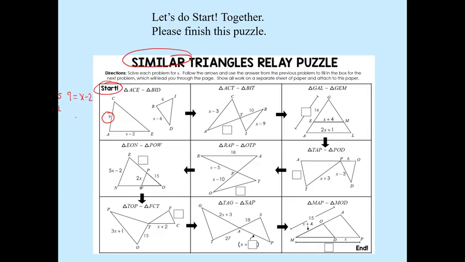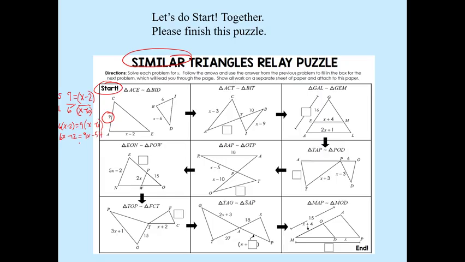Okay, on the large triangle, the sides that match up are 6 and x minus 6. Okay, you're going to cross multiply, but when you cross multiply to solve, guys, you need to get parentheses around here. So you're going to have 6 times (x minus 2) equals 9 times (x minus 6). And you're going to solve for x. So this gives you 6x minus 12 equals 9x minus 54.